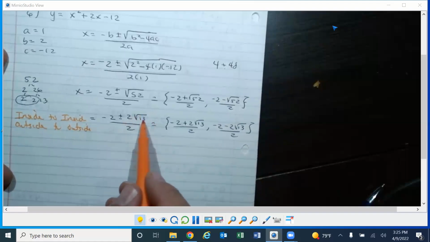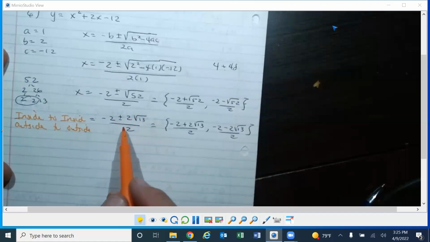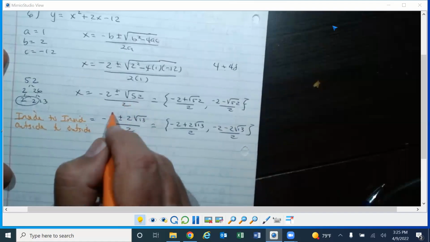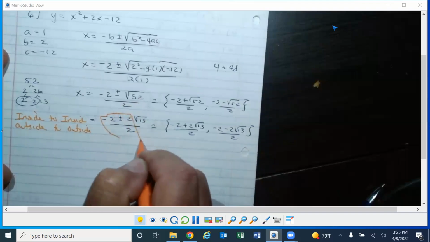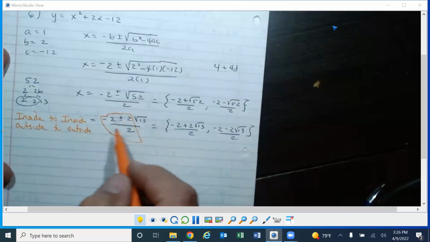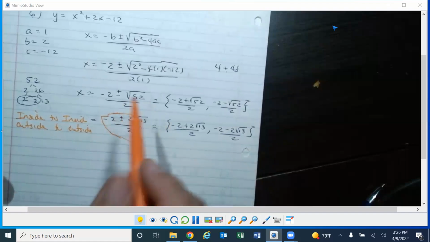This is an inside number. If I had 2 insides, I can multiply them together. If I have an outside and an outside, I can multiply or divide them together. In this case, I have 3. Those 3 numbers can be put together.